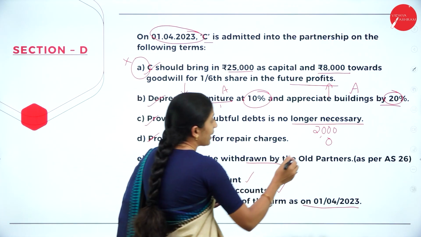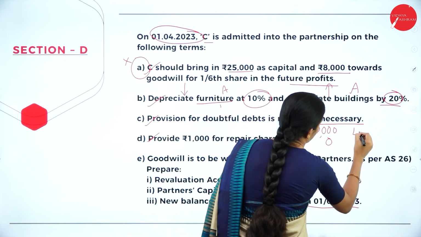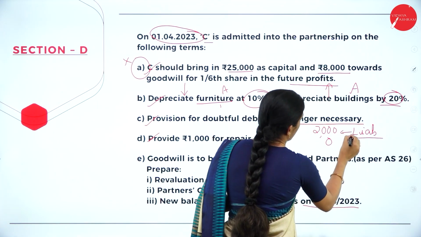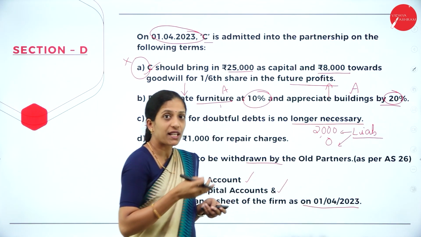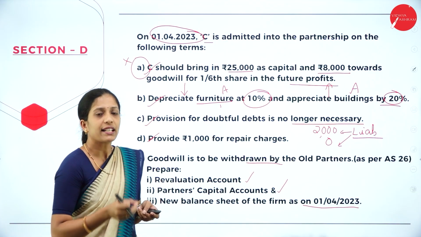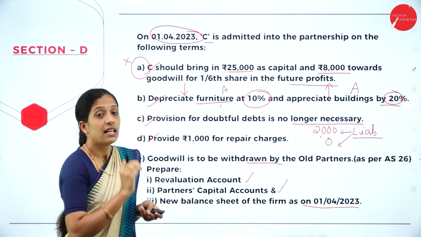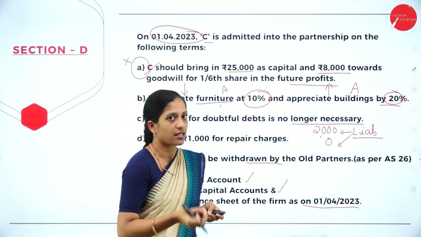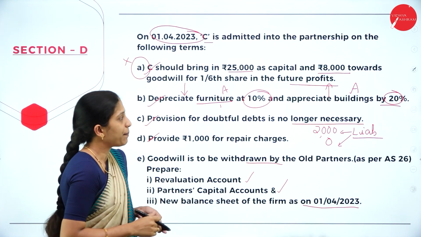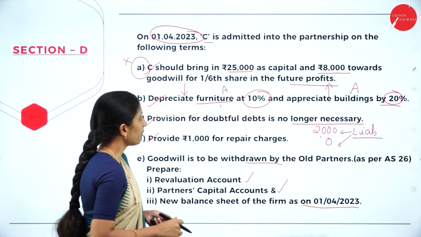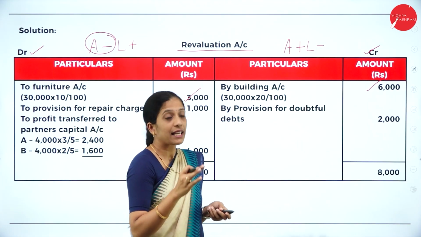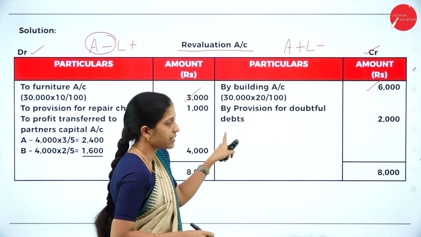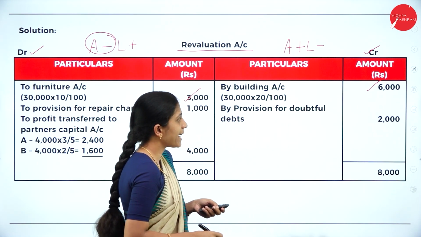So PDD is what actually? I have told it is a liability. Earlier it was 2,000, now it is 0, which means what? Decreased. Correct? Decrease in liability. So to what extent has it decreased? 2,000 it has decreased. Correct? So, decrease in liability, where do we record? In your revaluation account, decrease in liability, you will record L minus. So, you will record in the credit side by provision for doubtful debts. How much?